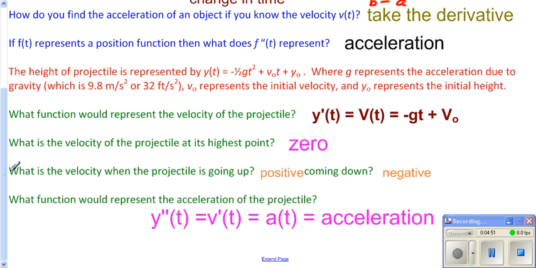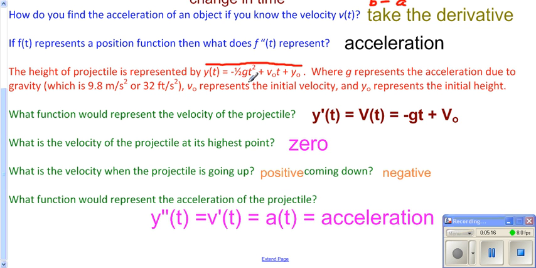So, here, if this is our initial position function, and by the way, depending upon the problem you're dealing with, g may be 9.8 if you're dealing with meters per second squared, or depending upon your units, it may be about 32 feet per second squared.